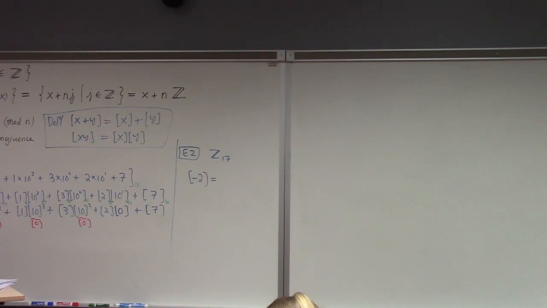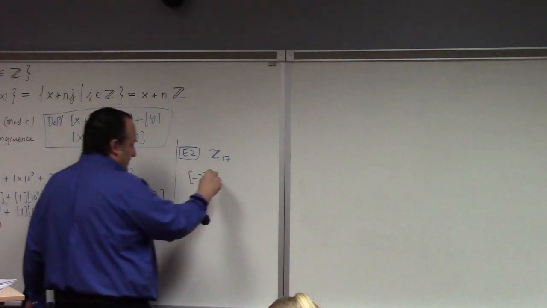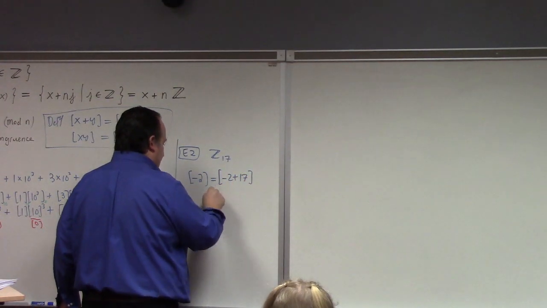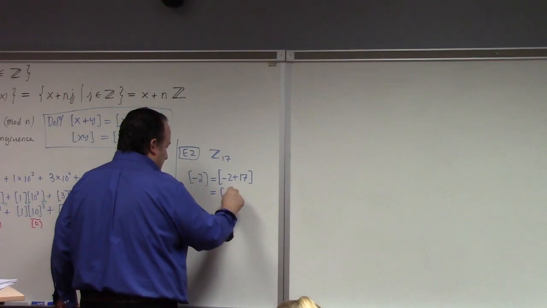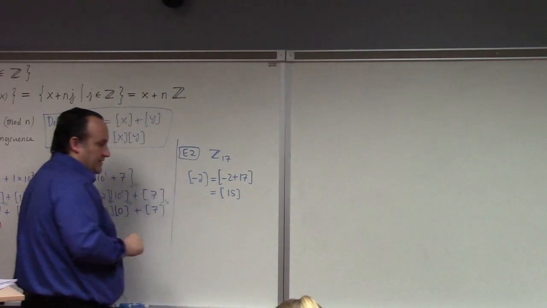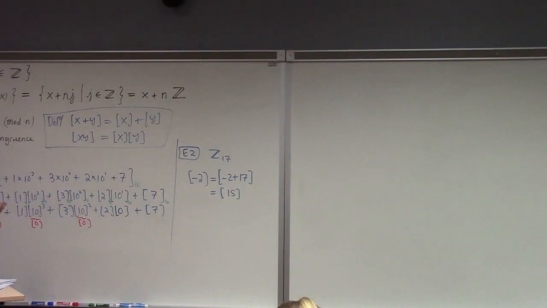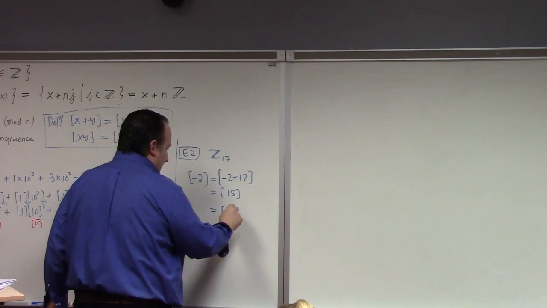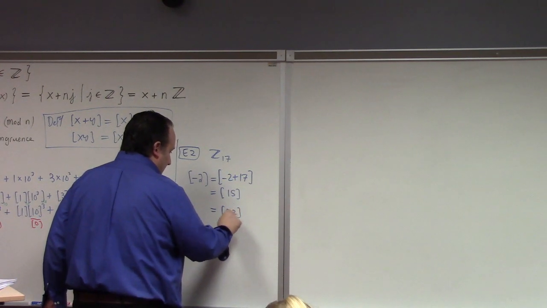Yeah? 15. So how did you do that? You did -2 plus 17, because that's just adding 0 in the modular arithmetic. And so 15 is another way we could have done it, right? And that's not the only choice, right? We could also add another 17 to that. This is also the equivalence class represented by 32, yeah?